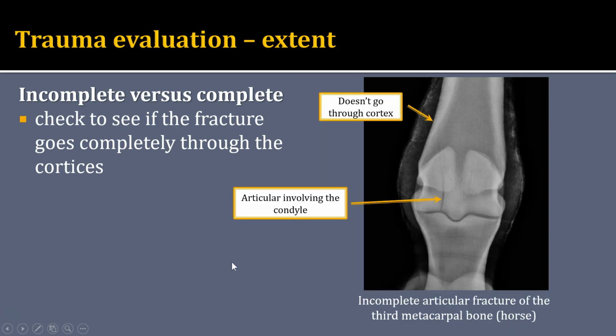This is another example of a horse with an incomplete fracture, which is not an uncommon fracture in the distal third metacarpal bone, especially in racing patients. And when we look at this dorsal palmar view, I can see a fracture line that importantly is intra-articular. It's going through this portion of the condyle. It extends proximally, but it does not extend out through the cortex. So this is an incomplete fracture of that third metacarpal bone condyle.